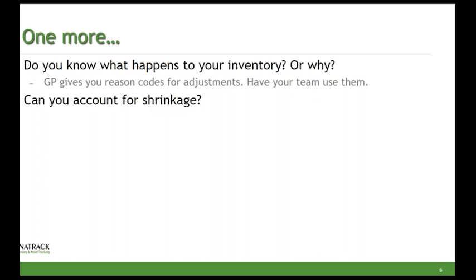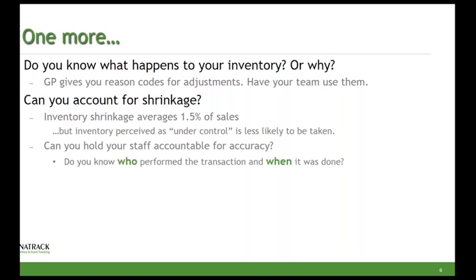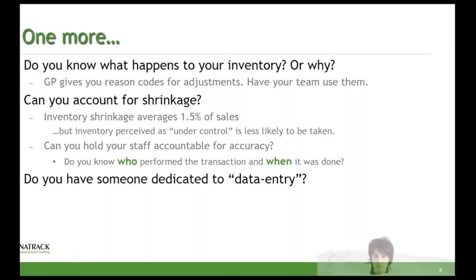Here's another question. Can you account for what's known as shrinkage? By shrinkage, it's sort of a polite way to say things that are either broken in the warehouse or things that someone may have taken or relocated. Inventory shrinkage across the industry averages about 1.5% of sales. That's a lot of money. But inventory perceived as under control is less likely to be taken. Can you hold your staff accountable for the accuracy of the inventory or your fixed asset register? And do you know who performed the transaction and when it was done?